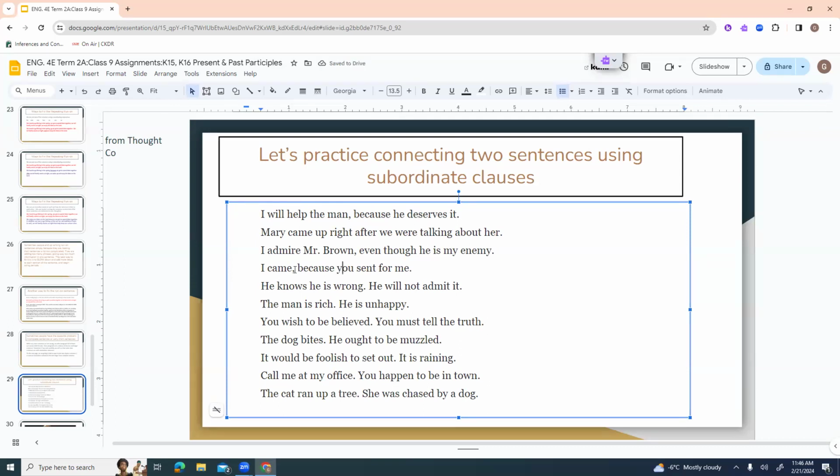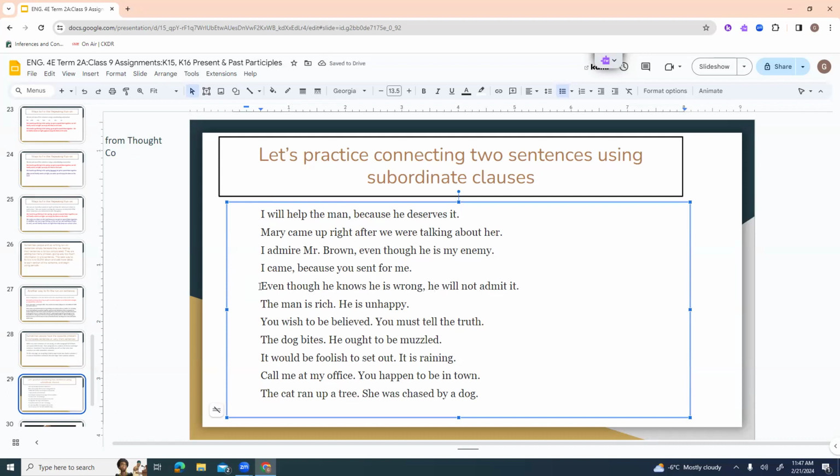He knows he is wrong. He will not admit it. I'm going to start that: even though he knows he is wrong, he will not admit it. So now I'm going to change my period to a comma and turn the capital H into a lowercase h.